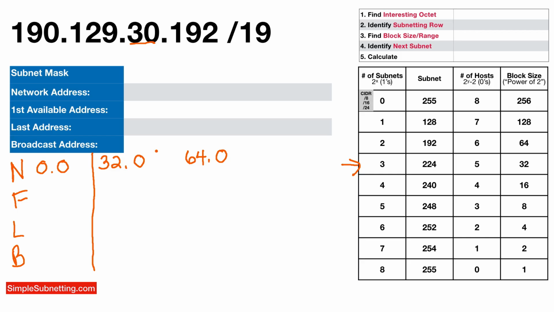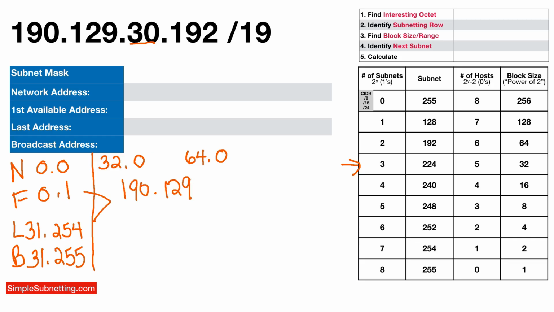All right, so here we go. Broadcast is one less than the next, so it's 31. And then it's the last one, 255. And then last is one less than broadcast, so it's 31.254. And then first is one more than network, so it's 0.1. So if we were going to talk about the range, it would be 190.x.0.0 to 31.255. And so this IP address fits within here.